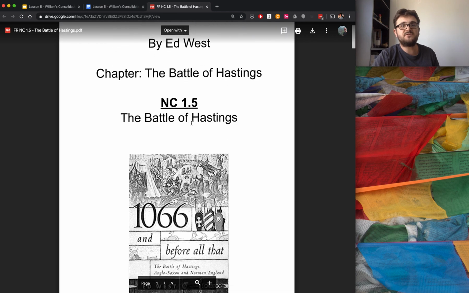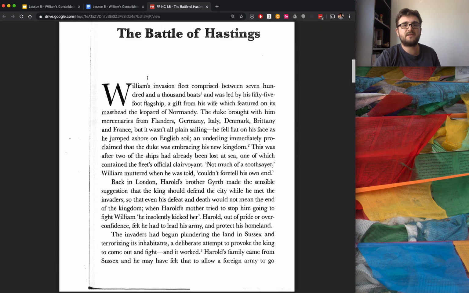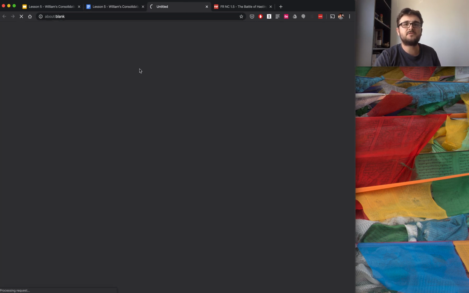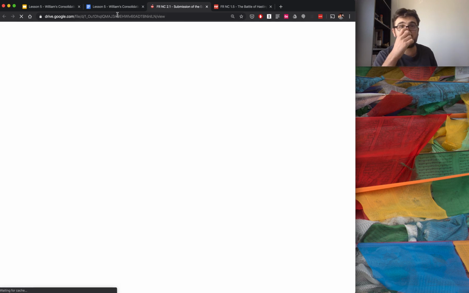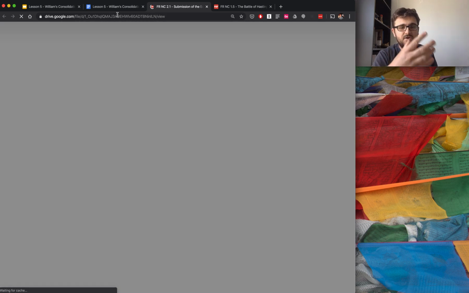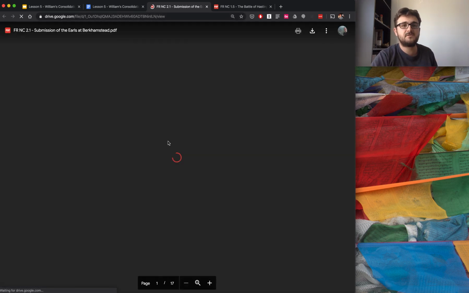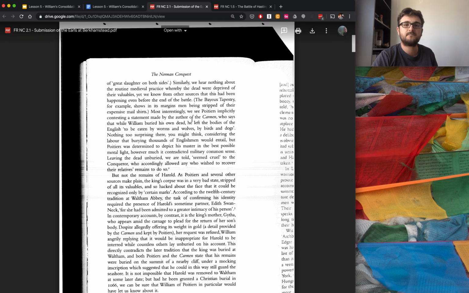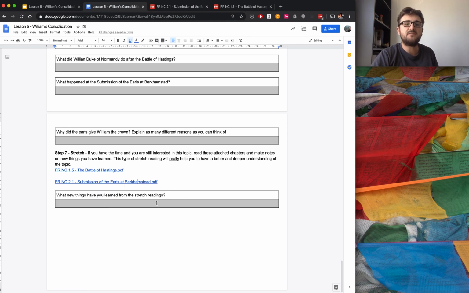So there's this one here which gives you more information about the Battle of Hastings. And then there's this one here which gives you even more information about the submission of the Earls at Berkhamsted. So what you can do is you can read through these chapters. If you've got a printer or a tablet, maybe take them out and read them in the garden if it's a nice day. But you can read through them and take more notes in this box here or on paper to submit.